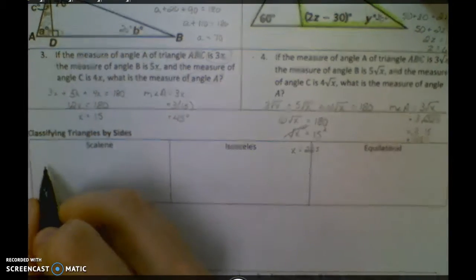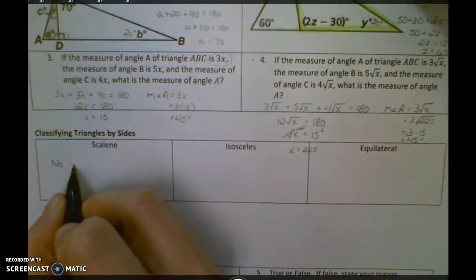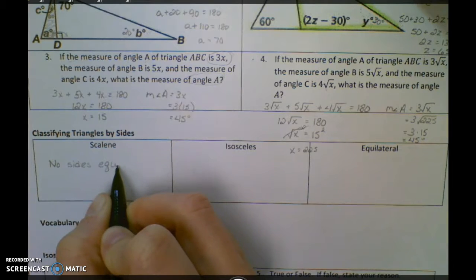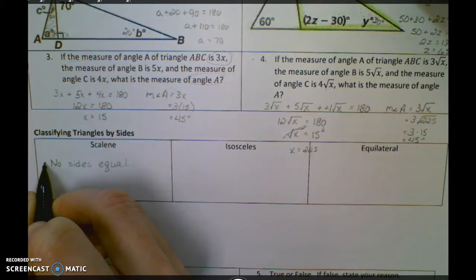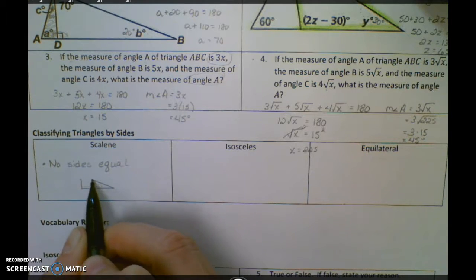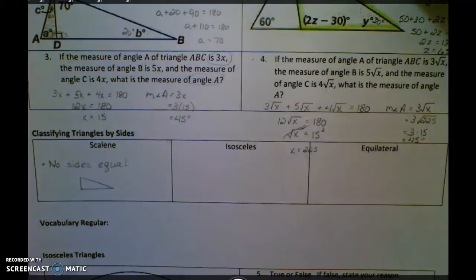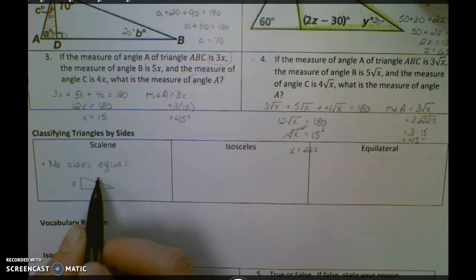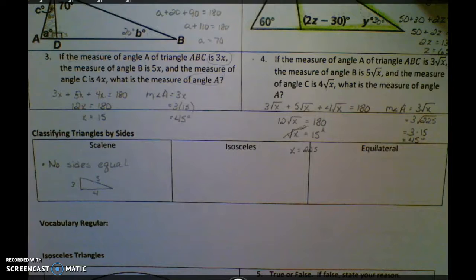A scalene triangle has no sides equal. There are no sides congruent, no sides that are the same. So for example, this would be a scalene triangle, because if this was a 3 and this was a 4 and this was a 5, none of those sides are equal.